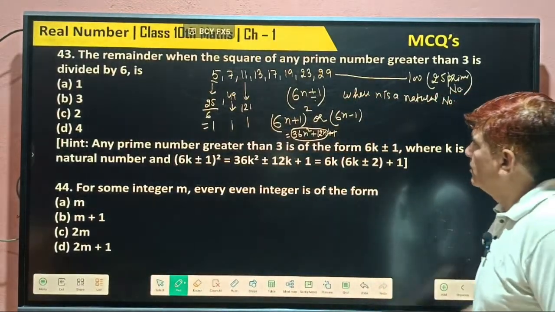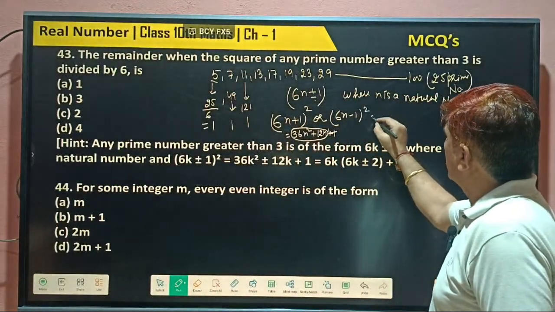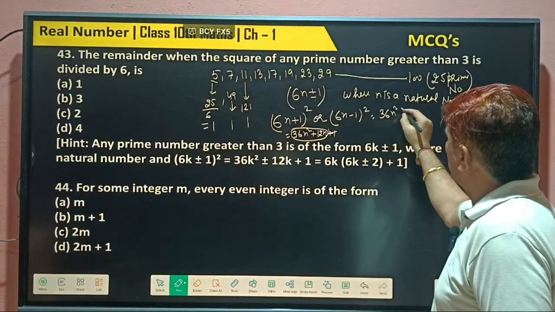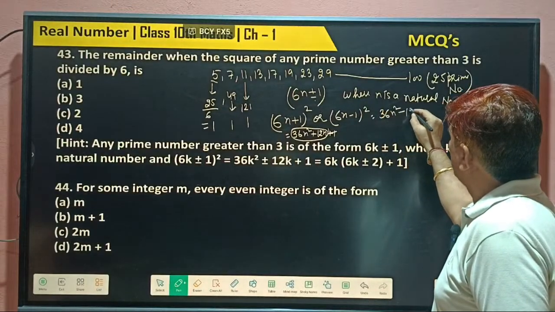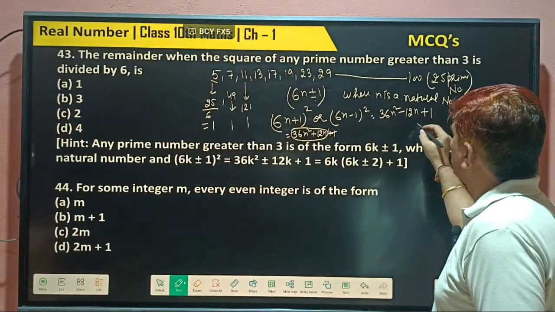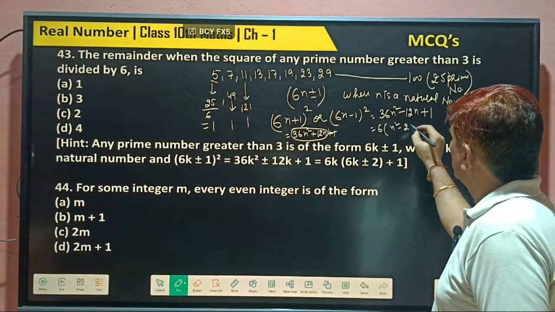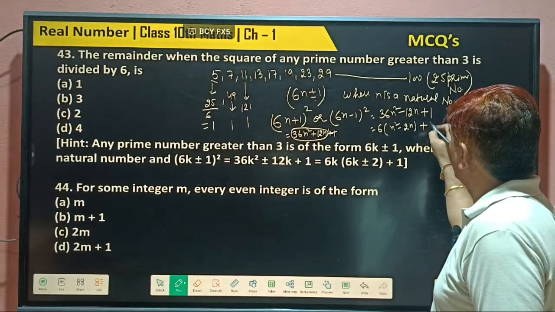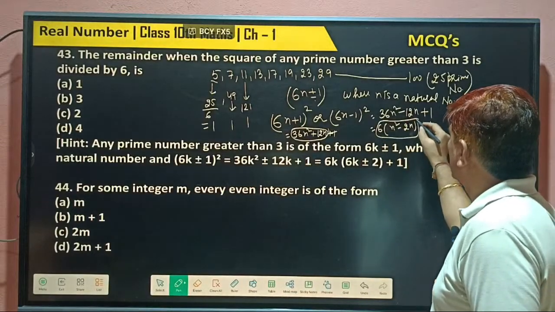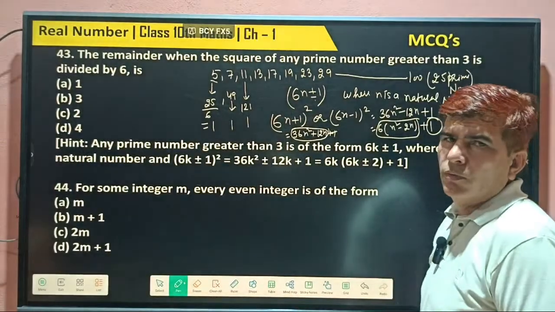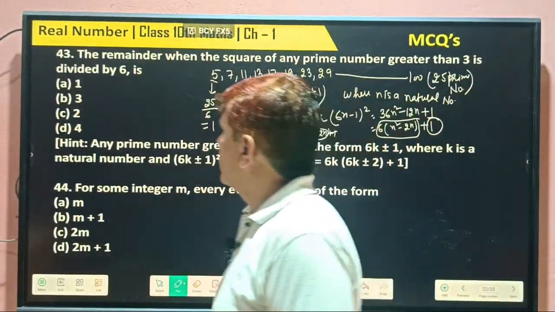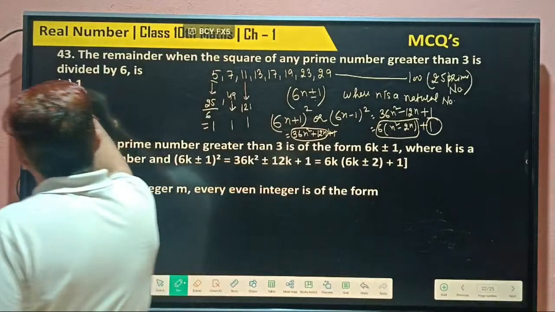Remainder how much? 1. Taking its square, 36n² minus 12n plus 1. So what's common? Taking 6 common: 6(n² minus 2n) plus 1. So this is divisible by 6 and the remainder is how much? 1. So in each case, what's the remainder? Remainder is 1.